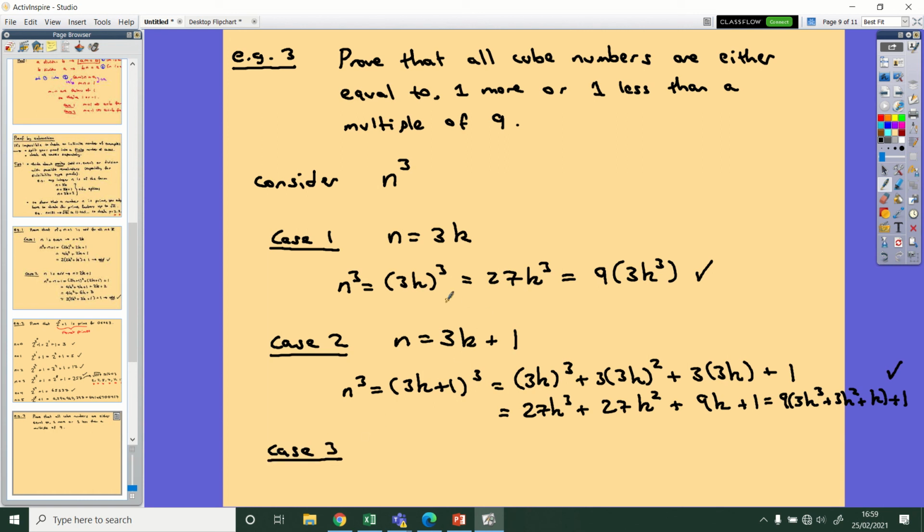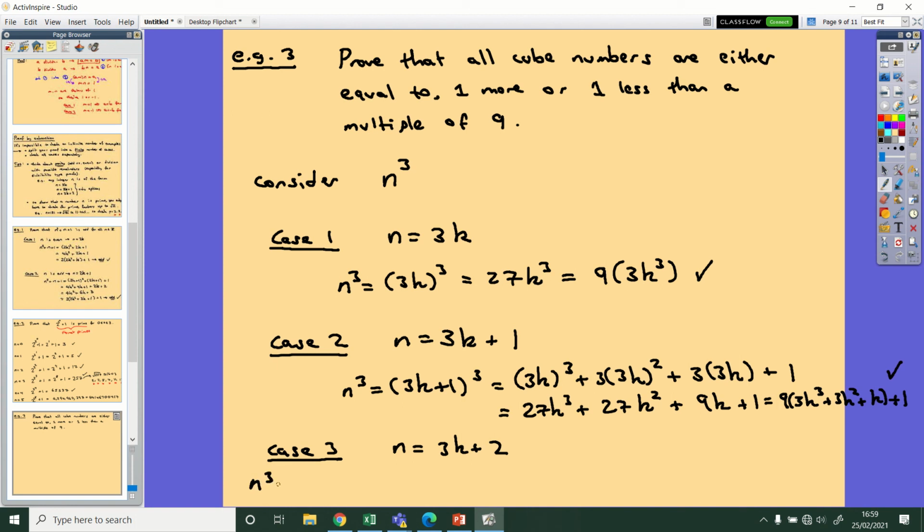Our final case is when n is 2 more than a multiple of 3. If you like, it might be worth doing 3k minus 1, because that's equivalent to saying it's a multiple of 3 plus 2. But I'm going to stick to doing 3k plus 2.